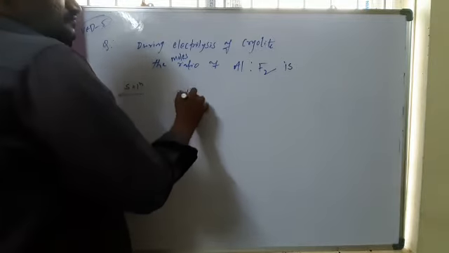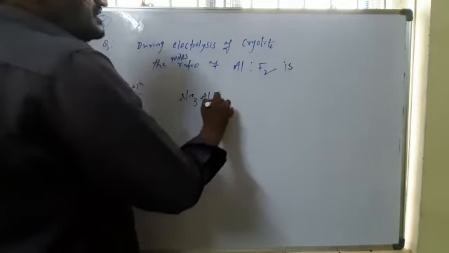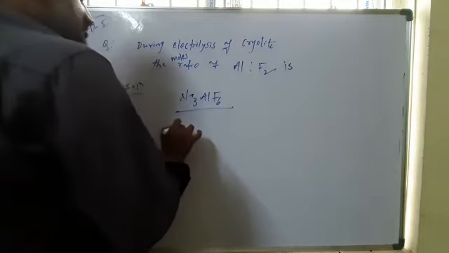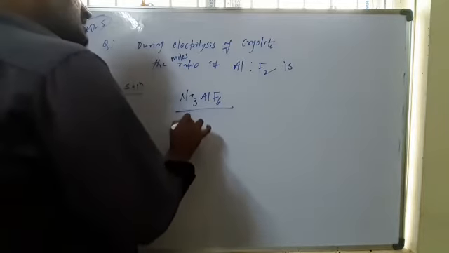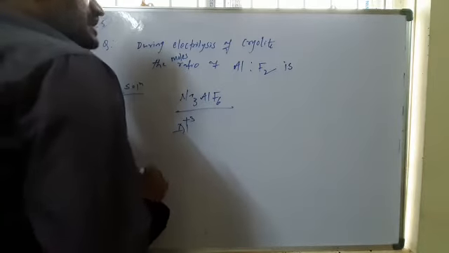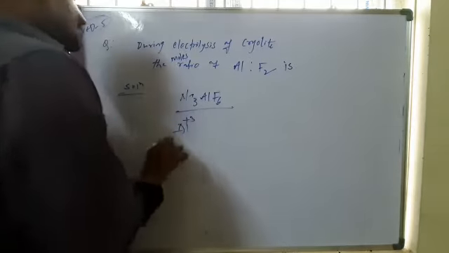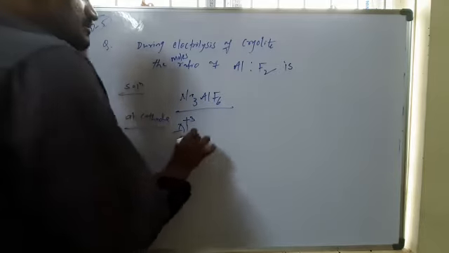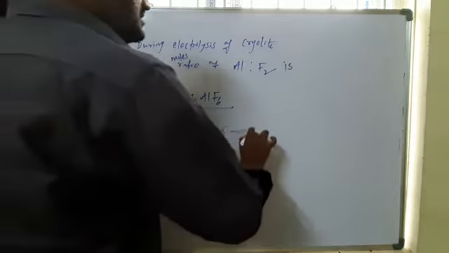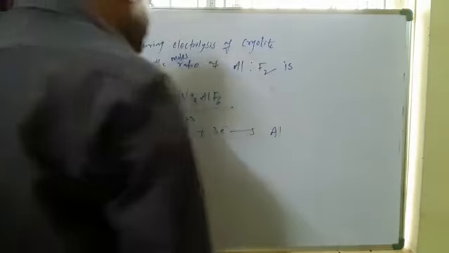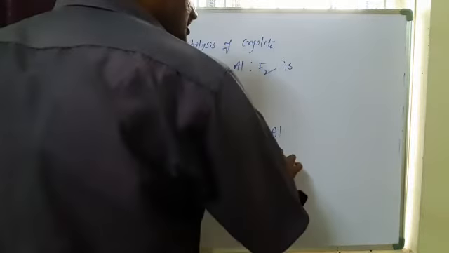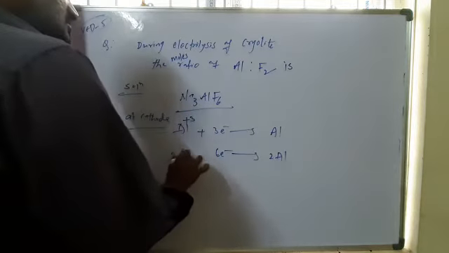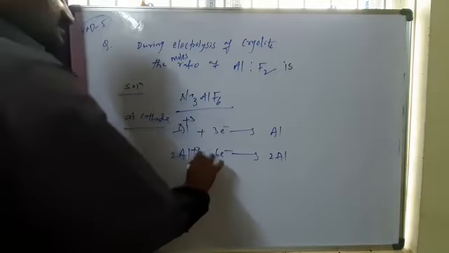Cryolite means Na3AlF6. This is the cryolite. During the electrolysis, it is split into ions. In the ions there are Al3+ ions, and F minus ions are also present. At the cathode, Al3+ ions gain 3 electrons to form 1 aluminium. So to deposit 2 aluminiums, we take 6 electrons and 2 moles of Al3+.